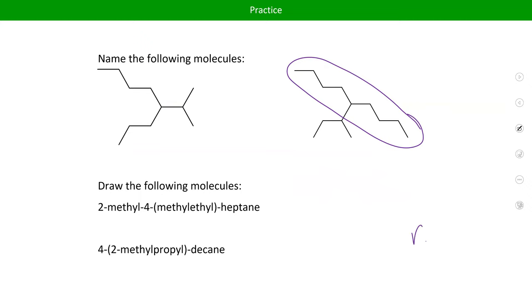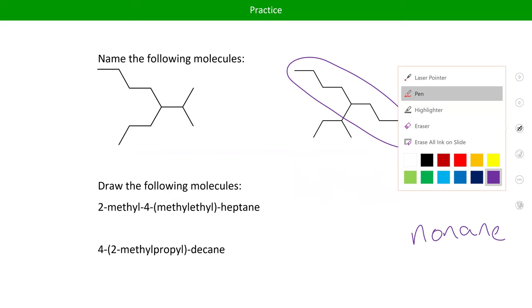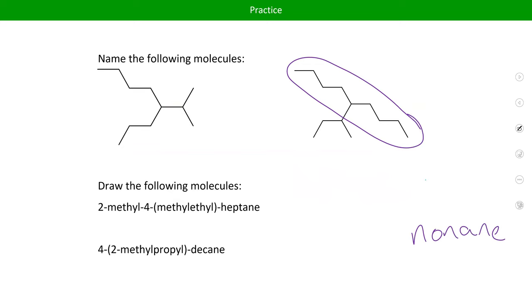1, 2, 3, 4, 5, 6, 7, 8, 9. So yeah, correct. It's nonane. Yeah, and it has a propyl that also has a methyl. And it's got a propyl group attached to the nonane.